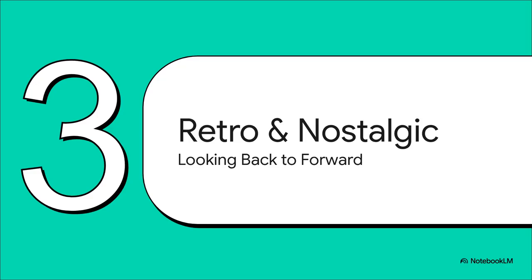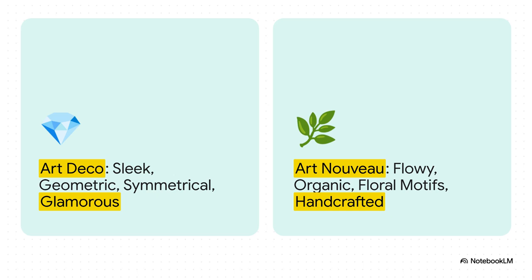All right, our third stop is the land of retro and nostalgia. Now, these styles are all about looking backward. They consciously borrow the feel of specific past eras to create something that feels both familiar and totally new. Okay, let's clear this up because these two get mixed up all the time. On one side, you have Art Deco. Think sleek, geometric, symmetrical, the total glamour of the Roaring '20s. But on the other side, there's Art Nouveau, which came before it. That one's all about flowy, organic, almost vine-like lines inspired by nature. One feels machined and glamorous, the other feels wild and handcrafted.